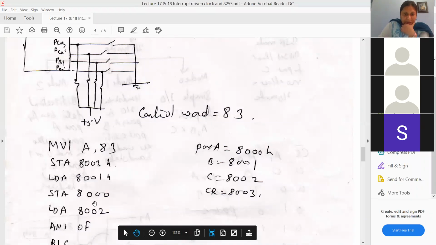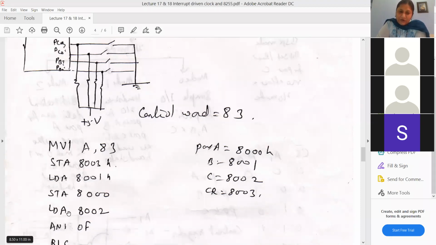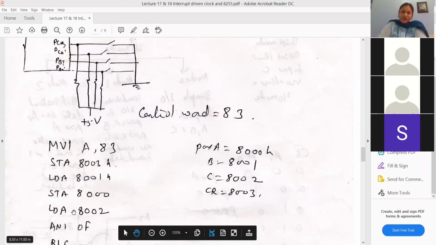Yes, ma'am. Similarly, port C lower and port C upper both have the same address, either 82 or 8002. When I use an IN instruction, it is understood that whichever part of port C is input will be read. When I write STA 8002 or OUT 82, it is understood that whichever part of port C is assigned as output, there I have to put the data. So when I do IN 82 or LDA 8002, the data of the switches on port C lower, which is the input port, will go into the accumulator.